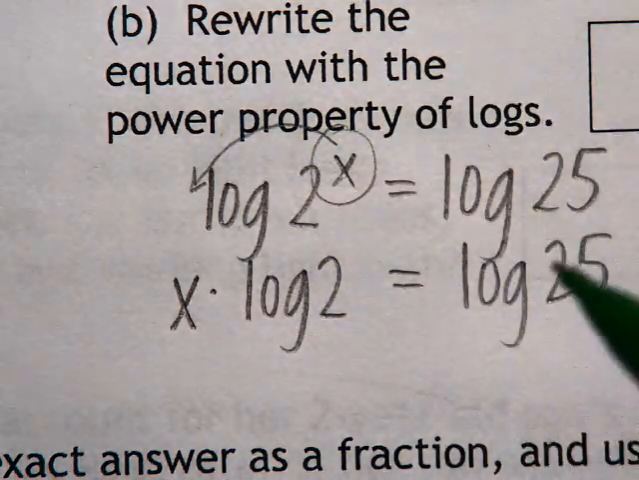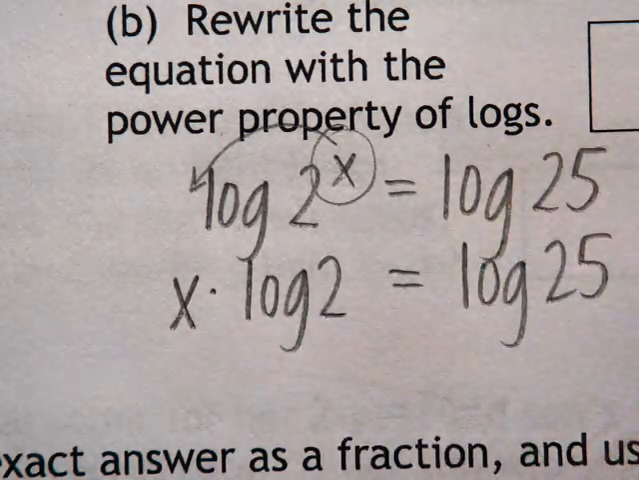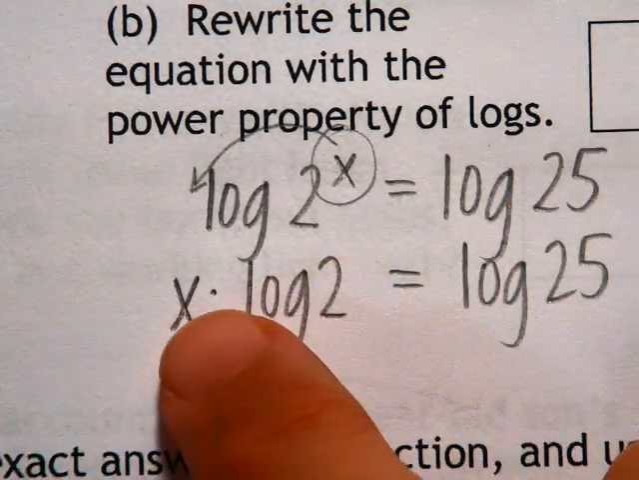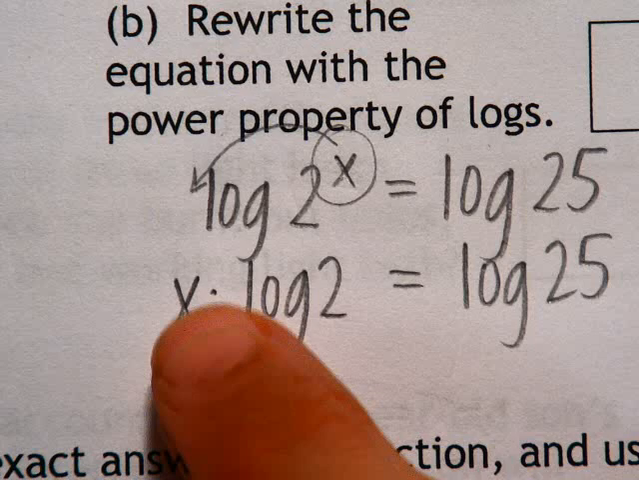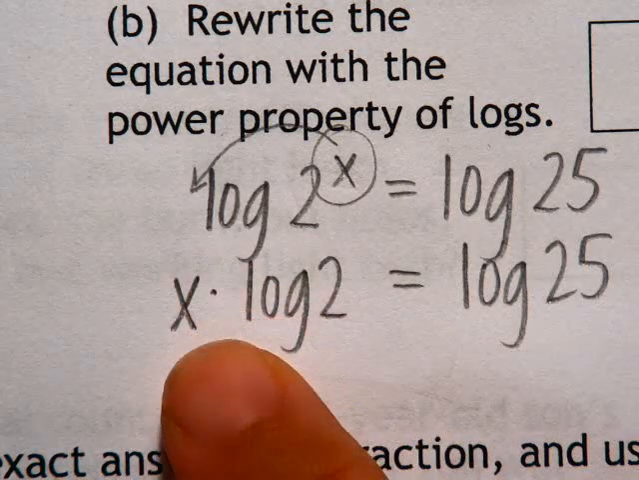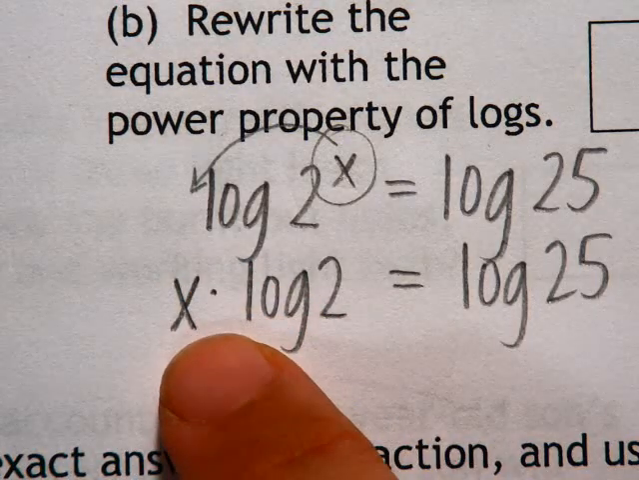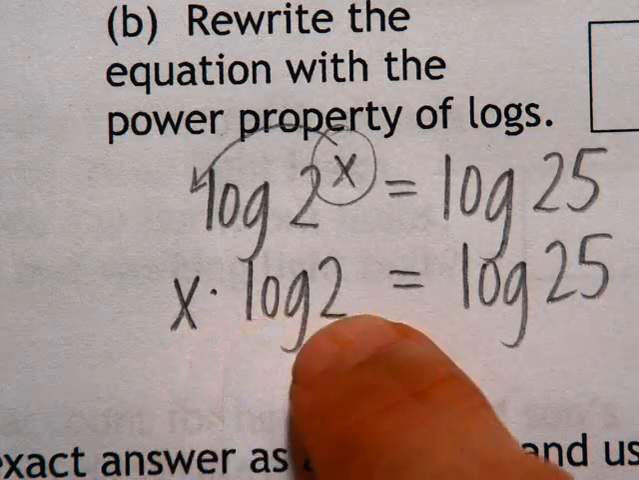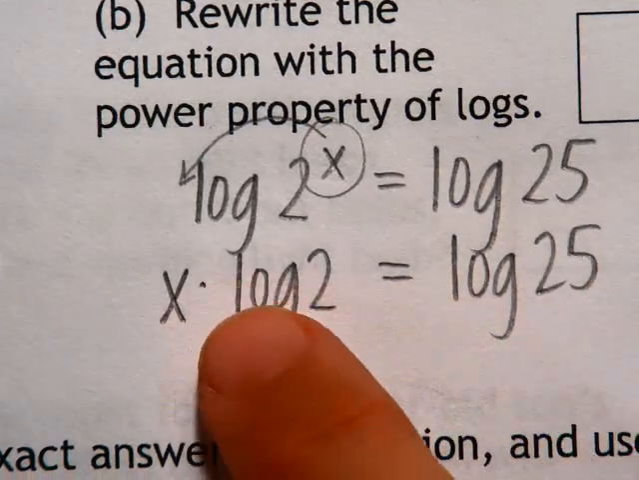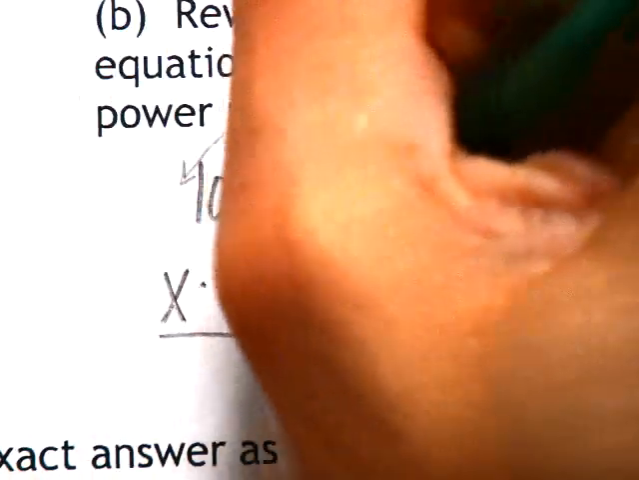I'm just going to call it equals log 25 again. But notice something. Remember how we wanted to get x by itself? We wanted to solve for x. Now all of a sudden our algebra brain can kick in a little bit. X is just multiplying something. I know how to get rid of multiplying things. If I want to get rid of multiplying things, I'm just going to divide them.